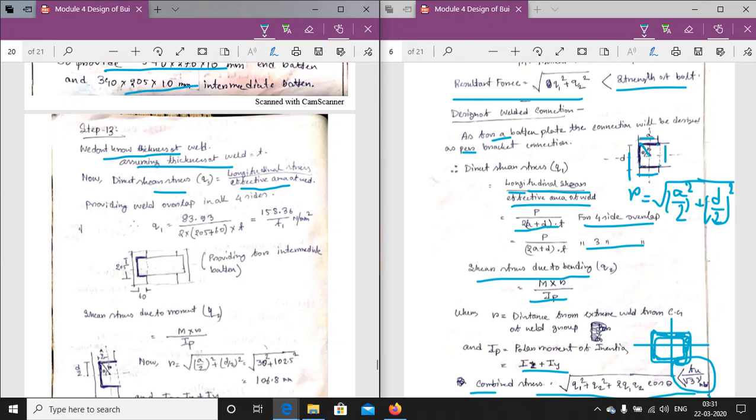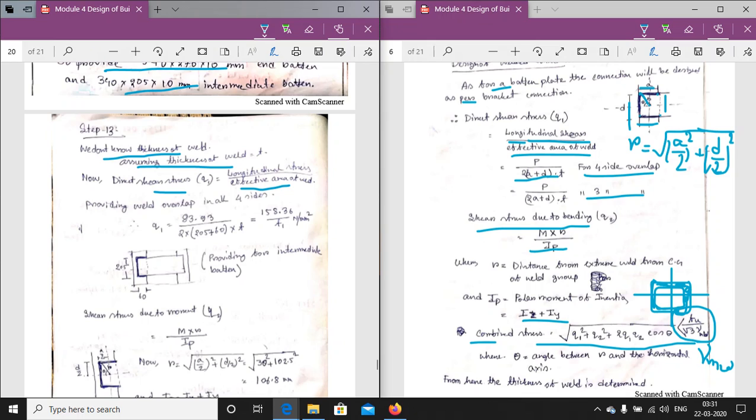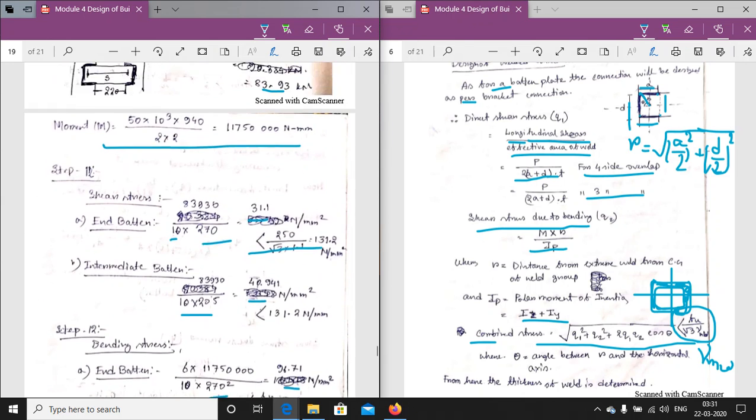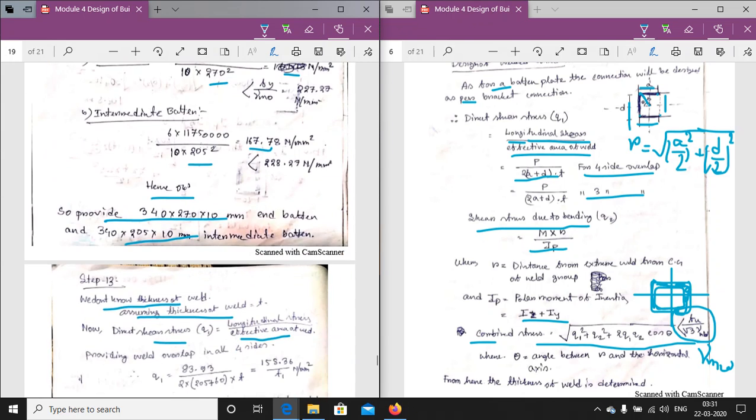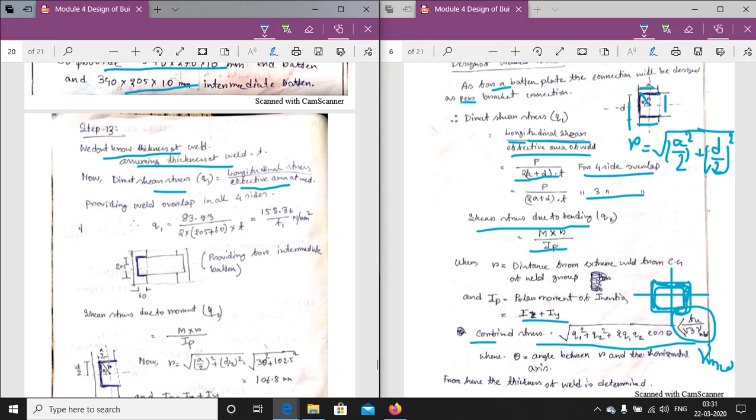Now, longitudinal stress providing. Assuming welds are provided on all four sides, Q1 will be equal to the longitudinal stress that we have calculated, 83.93. So 83.93 divided by 2 into the overlap, that is 205 plus 60, into 2, that is the length of the overlap.